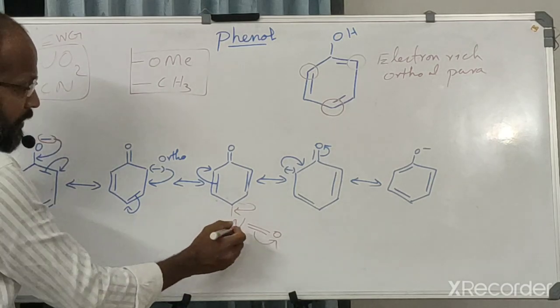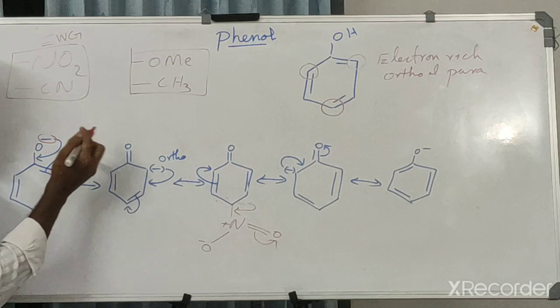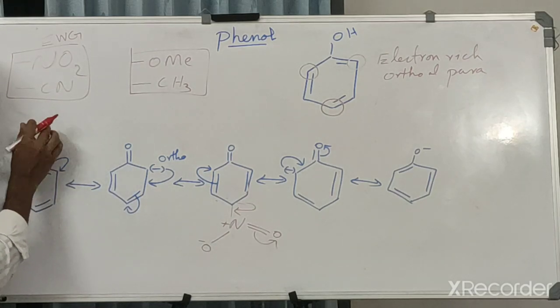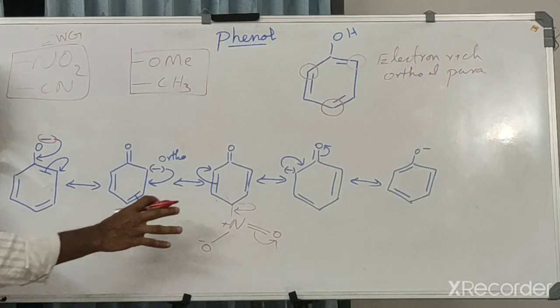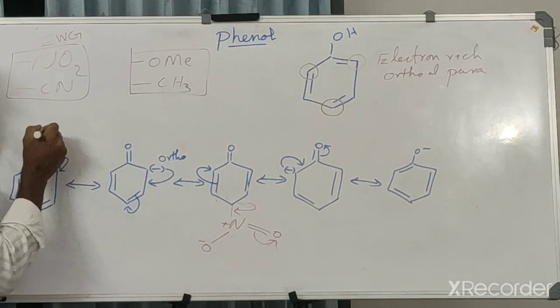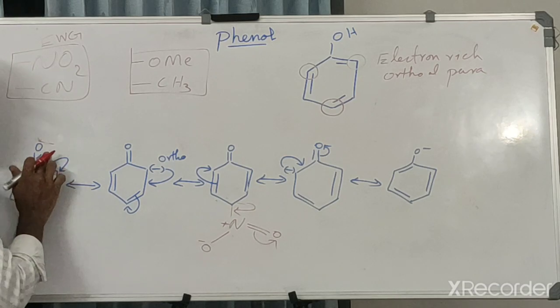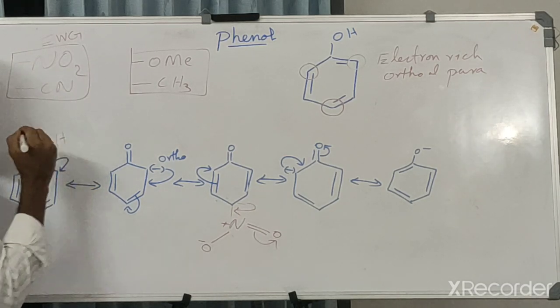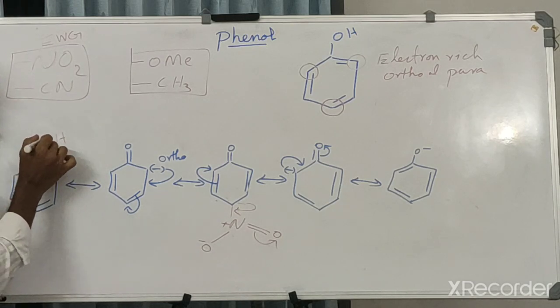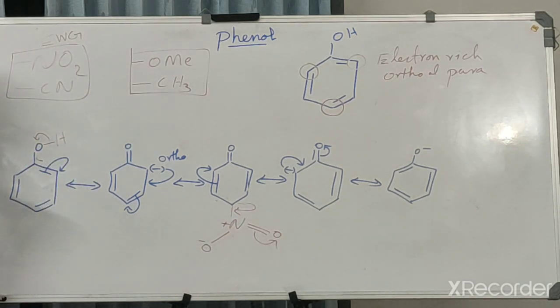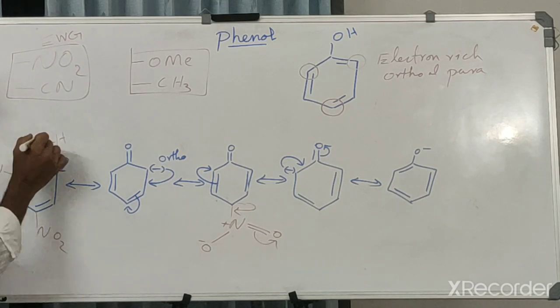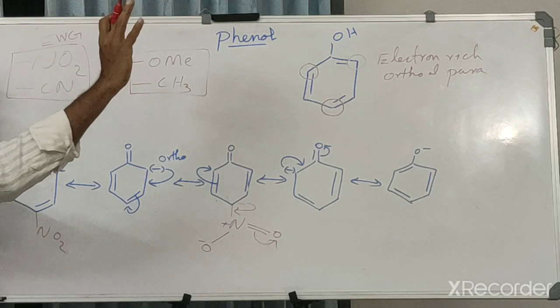So if you are attaching an electron withdrawing group, what will happen? This negative charge is highly stabilized by these electron withdrawing groups. That means it is easy to form a negative charge on oxygen, or it is easy to break this oxygen-hydrogen bond and shift it towards oxygen, if we are attaching an electron withdrawing group at ortho or para positions. So this means it is easy to get H plus from this compound.